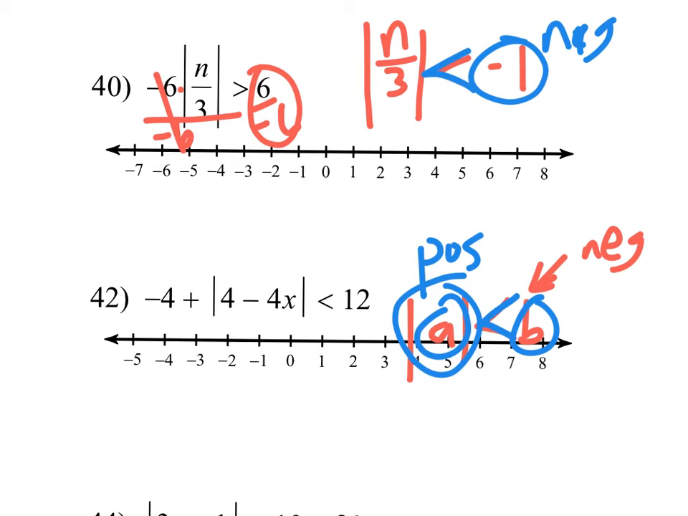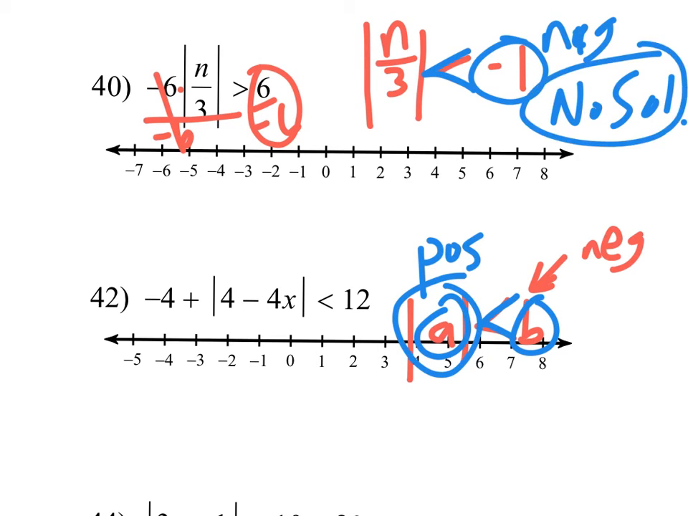So when you get this to be a negative number and the absolute value is less than that, now it would be a different situation if it was greater than that. If it's less than a negative, you cannot do it. It is no solution. So obviously if it's no solution, we can't graph anything, we don't put anything on the number line. We just answer it as no solution.